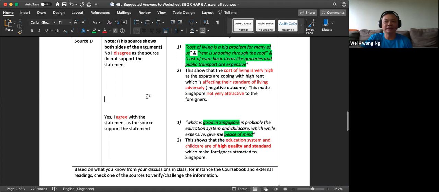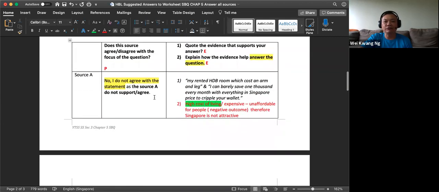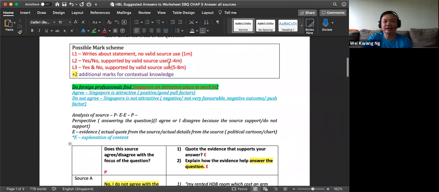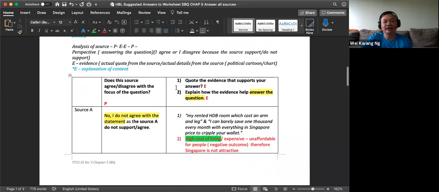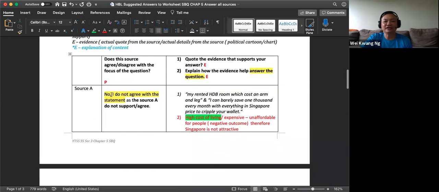I know I'm losing all of you, because it's not easy to have a 1 hour lesson with me on the computer screen. Okay, so I'm going to move on to the last bit. Up till now, if you look at all the sources, you have already done these three things. You have talked about the yes and no, and they are all supported by valid source use. And then, of course, some of you are saying, but Mr, how do I write the answer? You just put all these three things together into a paragraph.